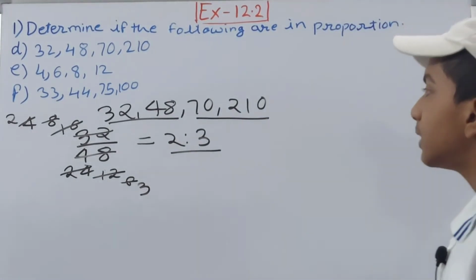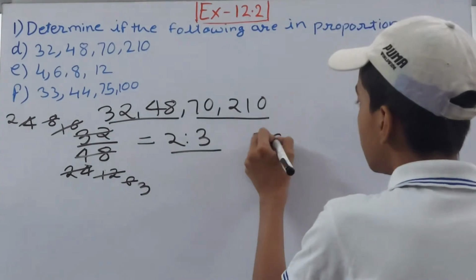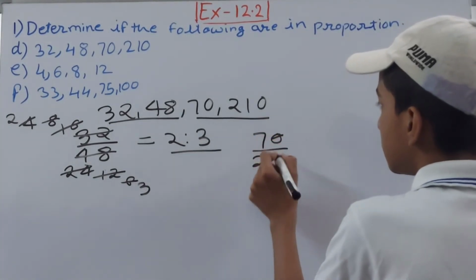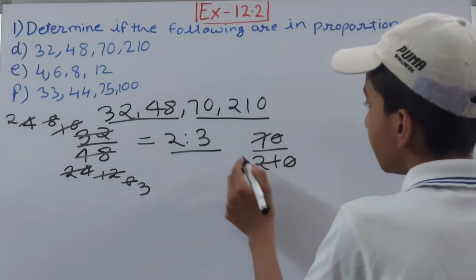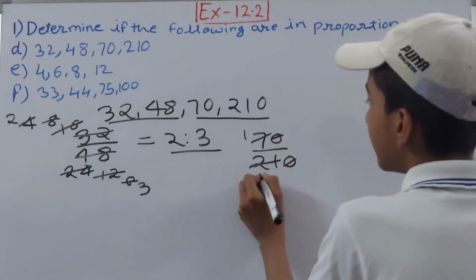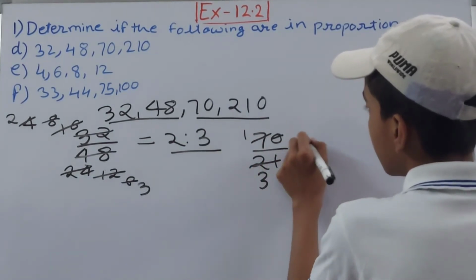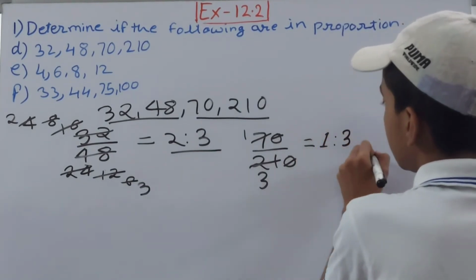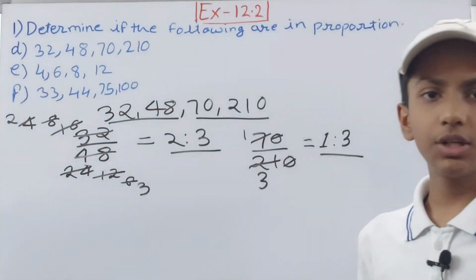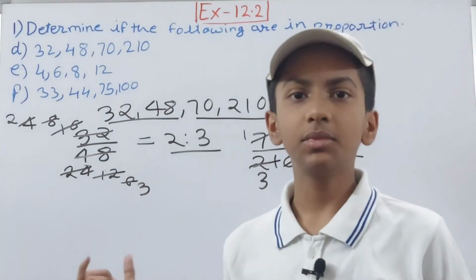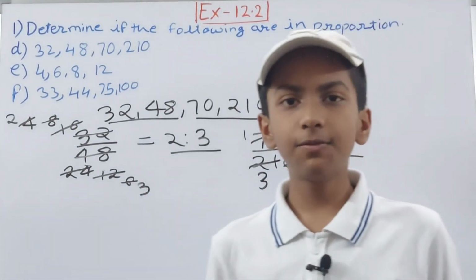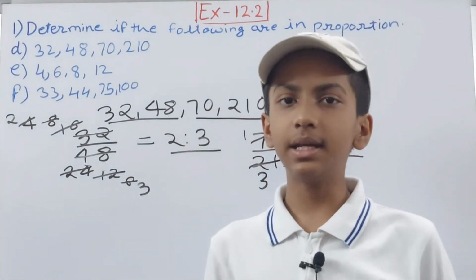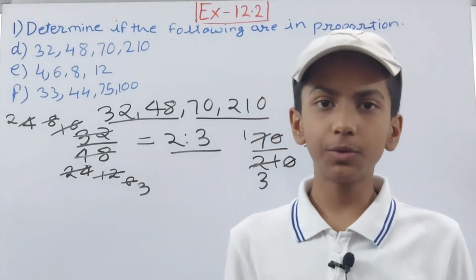For the other one, that is 70 upon 210, let us solve this. Cut this 0 and this 0. So 7 and 21, go by 7, 1 and 3 times. So you get 1 is to 3. You can see that the ratios you get are not the same. That means the 4 numbers 32, 48, 70, 210 are not in proportion.